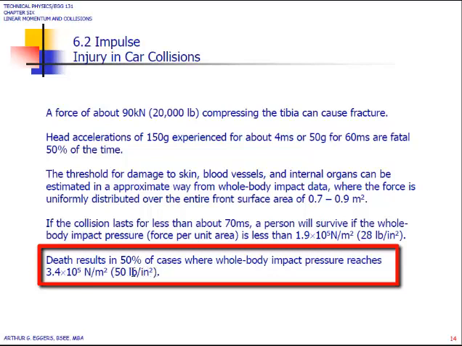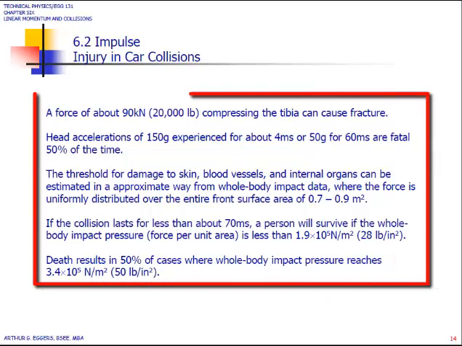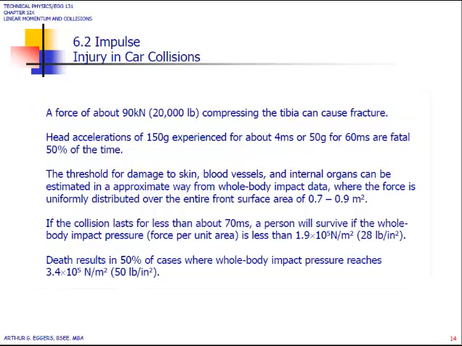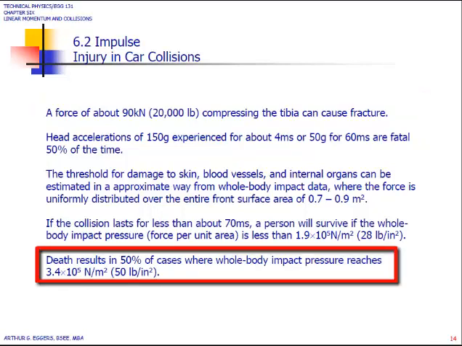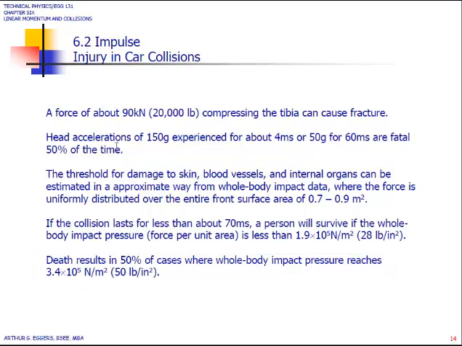So they're setting up the parameters to give you an idea of how much surface area your body entails, something less than a square meter, and how much pressure can be applied to that whole body area over a very small amount of time, 70 thousandths of a second.